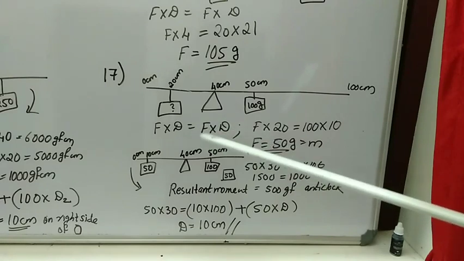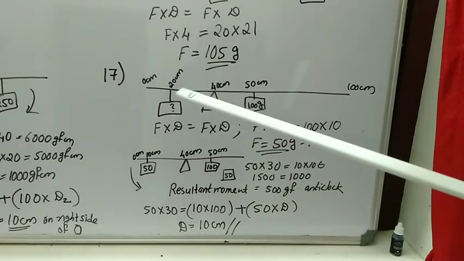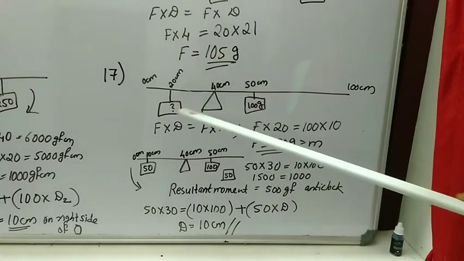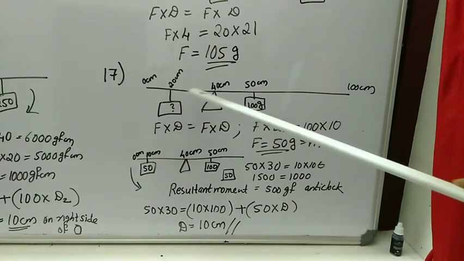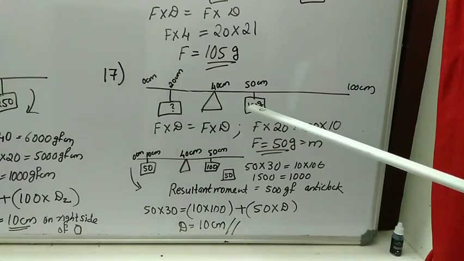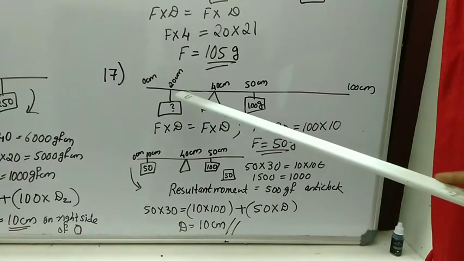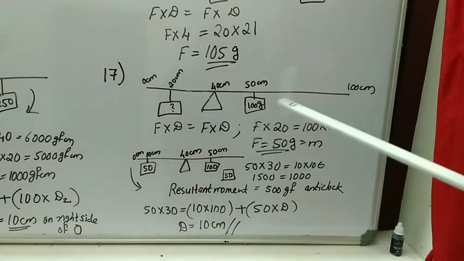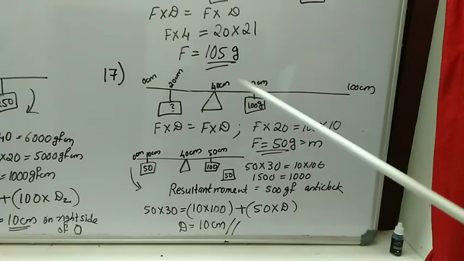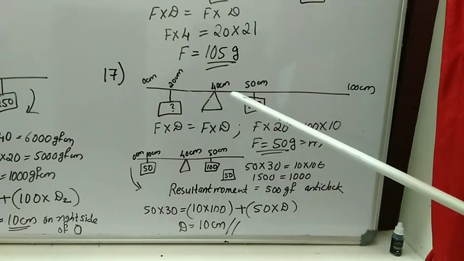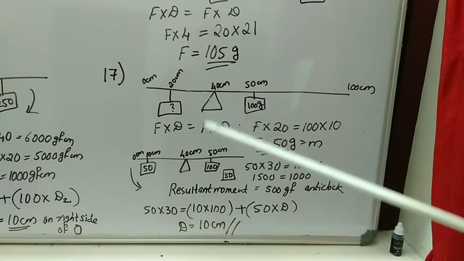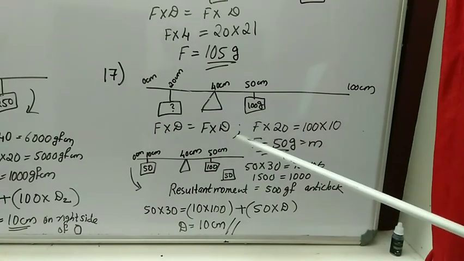Now here they are saying in this position it will be in equilibrium. 50 into 10 is 500. 100 into 10, both sides it will be 50 into 20. 50 into 20 and 100 into 20, both will be equal, the ruler will be in the horizontal position. Sum of clockwise is equal to sum of anti-clockwise.